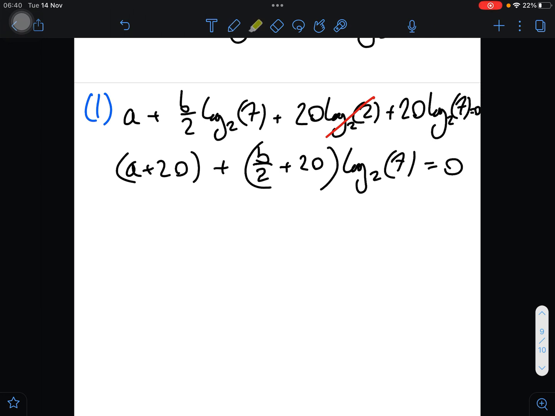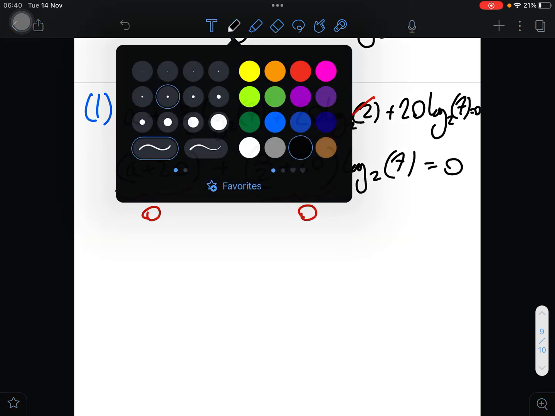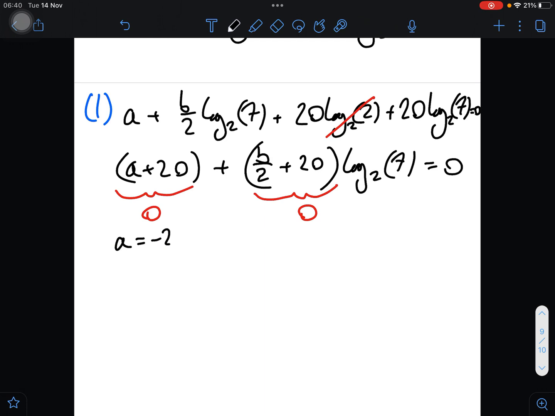So we need this equal to 0, since it's like working with x and y's. Our log 2 of 7 is not a constant value. Well, it is a constant value, but it's got nothing to do with this here. They're different types of terms. And so the easiest way to solve this now is to realize that we need this here equal to 0 and this here equal to 0. And using that fact, we've got a equals minus 20 and b over 2 equals minus 20, and so therefore b is minus 40.